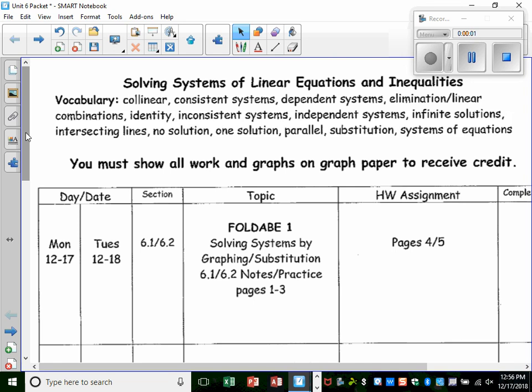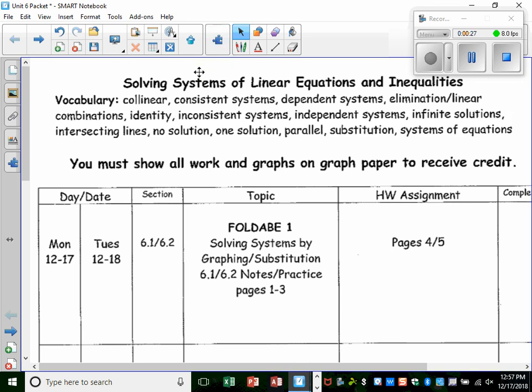Systems of equations, and so vocabulary is very important. So you'll see some of these words in this unit. You're kind of used to some of these already. Identity, independent, you've seen that. Infinite solutions, intersecting lines, no solution, one solution, parallel. Some of these are overlapping from the last unit. Okay, some of them will be new.